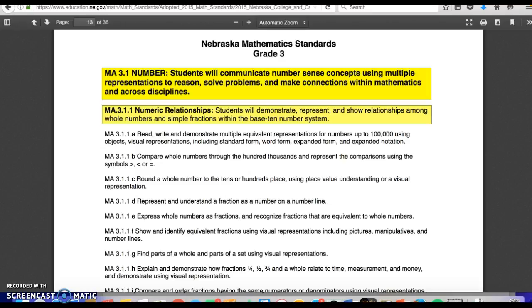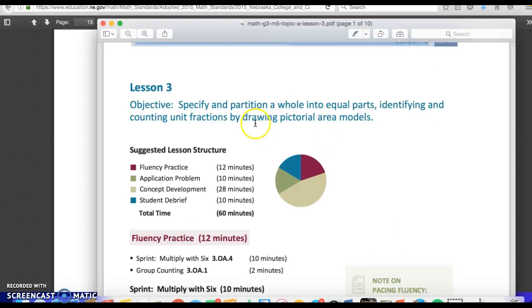Then if you go to the Nebraska standards, here's the area that talks about fractions. It actually fits MA 3.1.1.D, E, F, and G. And G talks about finding parts of a whole and parts of a set using visual representations. And F talks about the same thing, which that lesson is about, drawing pictorial area models. So I thought that those standards really fit with this lesson.